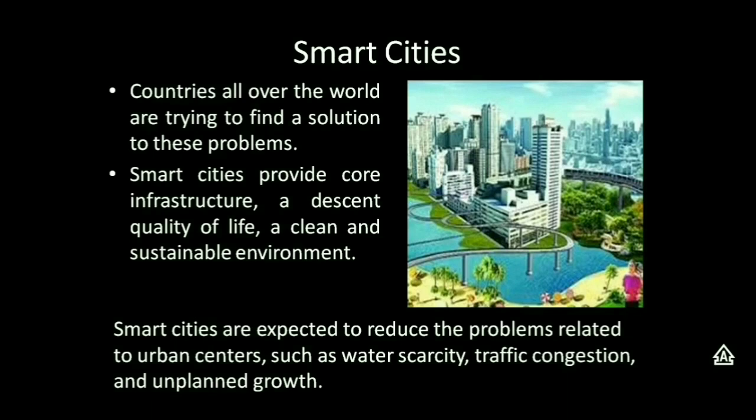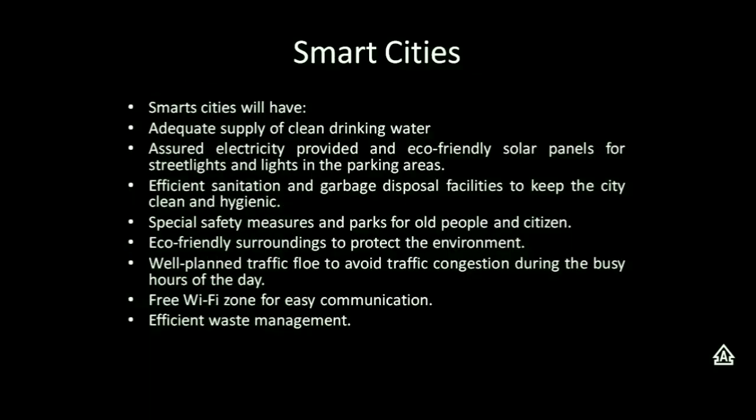Smart cities are expected to reduce the problems related to urban centers such as water scarcity, traffic congestion, and unplanned urban growth. Smart cities will have an adequate supply of clean drinking water, assured electricity provisions, eco-friendly solar panels for street lights and lights in park areas, efficient sanitation and garbage disposal facilities to keep the cities clean and hygienic, special safety measures and parks for old people and children, an eco-friendly environment to protect nature, and well-planned traffic flow to avoid congestion during the busy hours of the day. There are also free Wi-Fi zones for easy communication and efficient waste management.